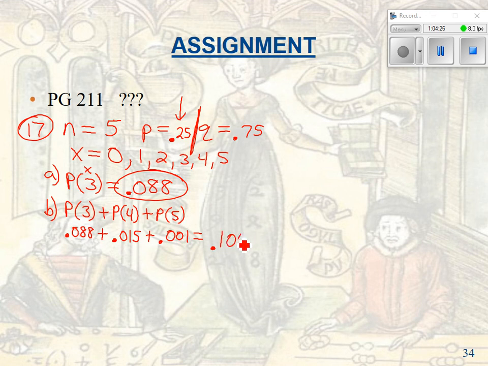So the probability of you passing that test is like 10% if you're just guessing.